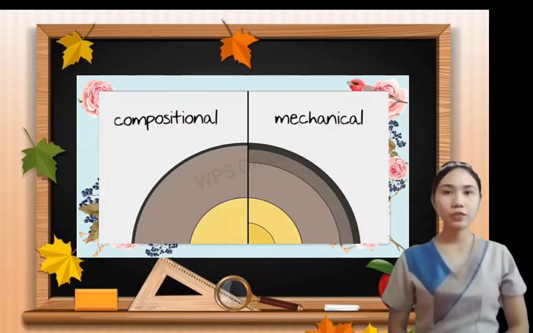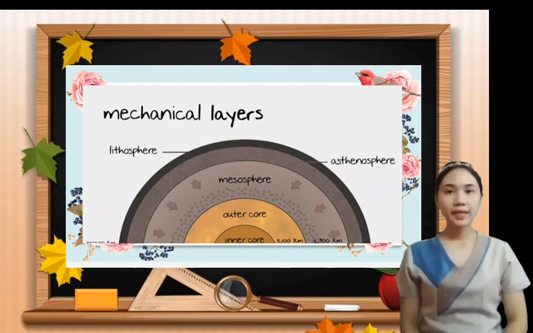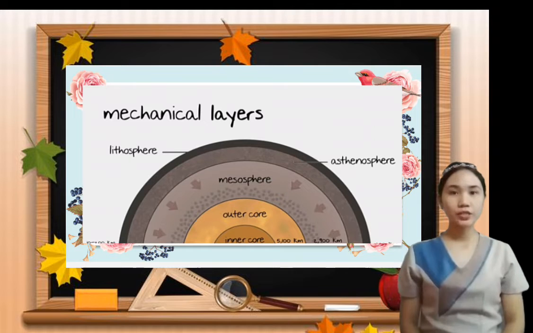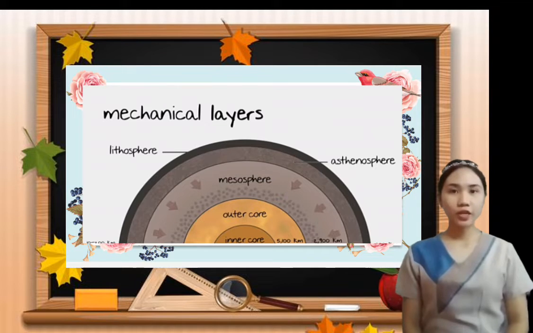Two different views of the interior of the Earth. Mechanical. The mechanical layers of the Earth are differentiated by their strength or rigidity. These layers are not the same as the compositional layers of the Earth, such as the crust, mantle, and core, though sometimes the boundaries fall in the same places.